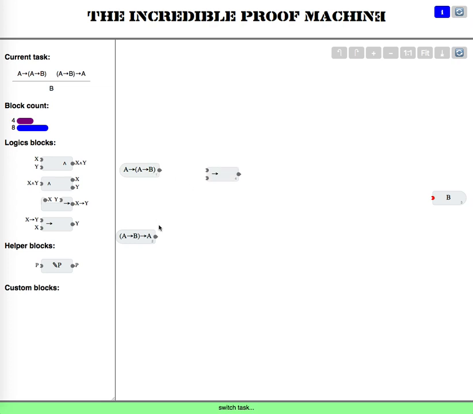So I know how I'd use a lot of this type of stuff in software development, but I can't think of something off the top of my head. This is just weird. What is this? If we assume A, what?